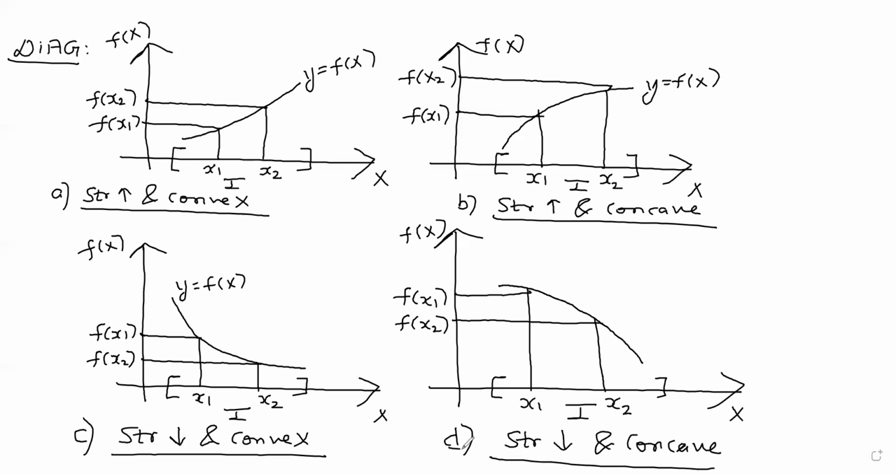So I hope students attending this lecture have understood these 4 diagrams. The first diagram represents the case of a strictly increasing convex function. The second diagram represents the case of a strictly increasing concave function. The diagram C represents the case of a strictly decreasing convex function, and diagram D represents the case of a strictly decreasing concave function. So I hope that students are clear with this.